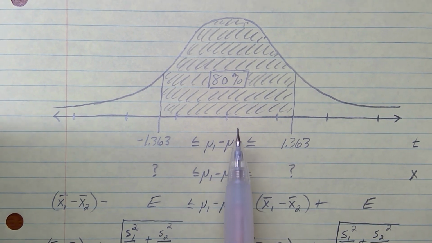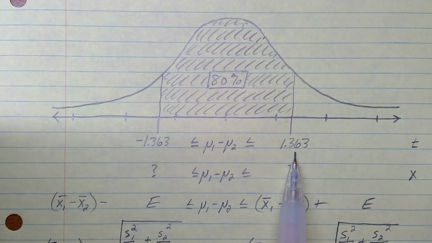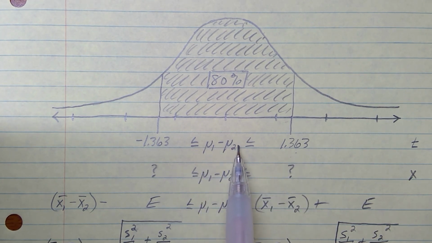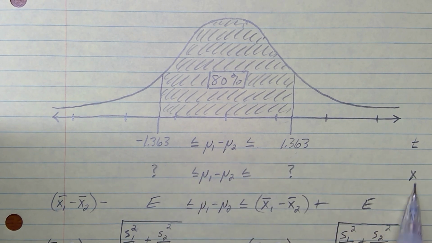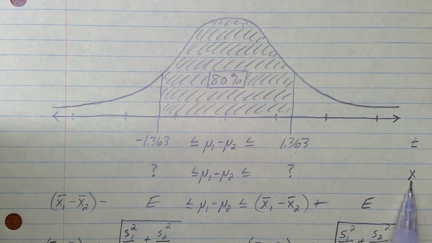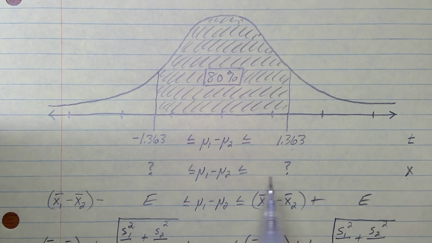And here's the rest of that problem. So 80% of the curve is between these 1.363 numbers. So the difference between the average of region 1 and the average of region 2 lies somewhere between these two numbers if we're speaking T. We don't want to speak T, we want to speak X. I need numbers from the story problem. So I'm trying to convert these two numbers to numbers that are in the story problem.